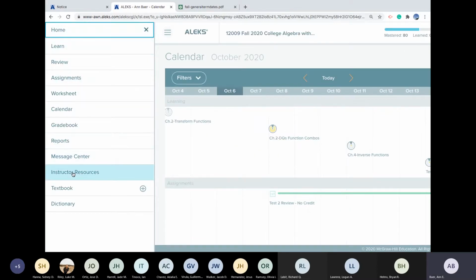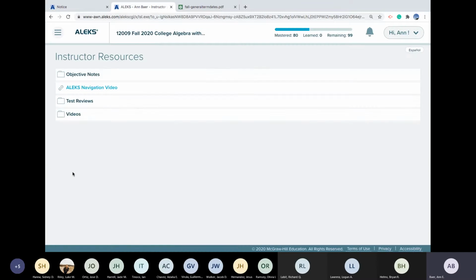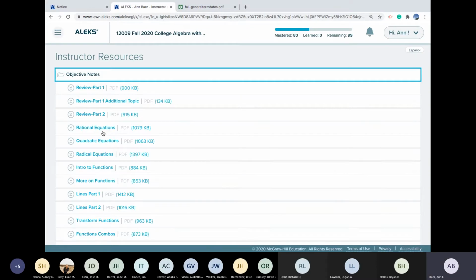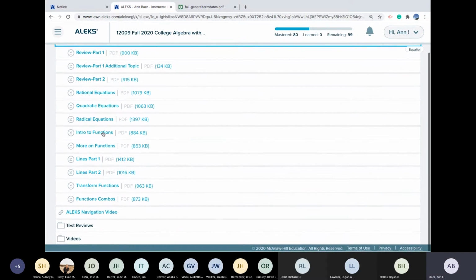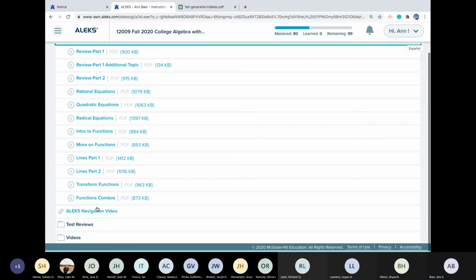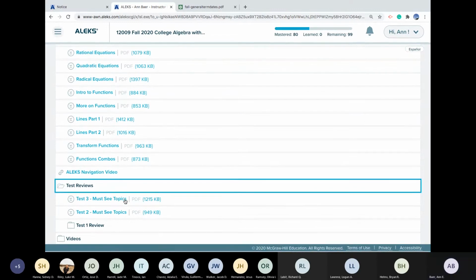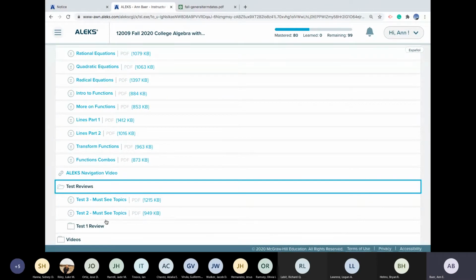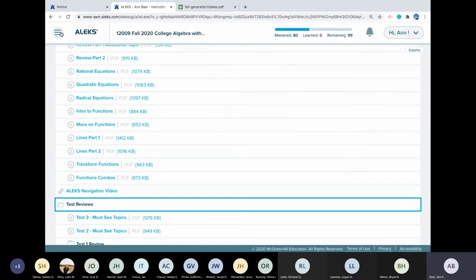While I'm here though, instructor resources is a great place to go. Here are my objective notes. You've got my notes here that you can refer back to. You see function combos right here. I put the function combo one here. That's what we're going to talk about today. You can go back and review these notes. You've also got the test reviews in terms of what the must-see topics are, the 7 written work topics. It's a very good place to go for resources.